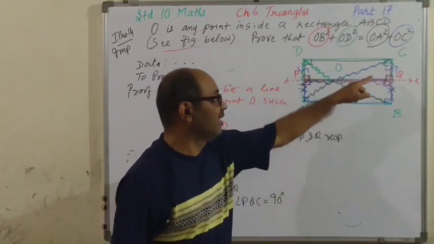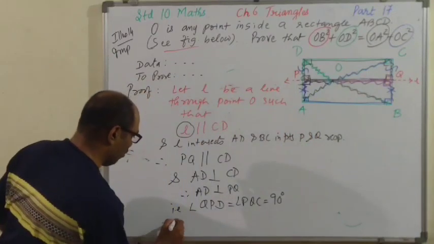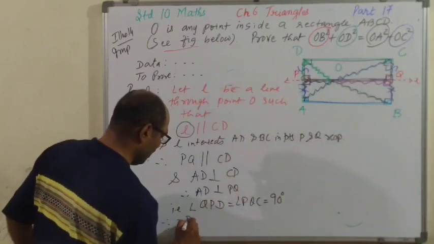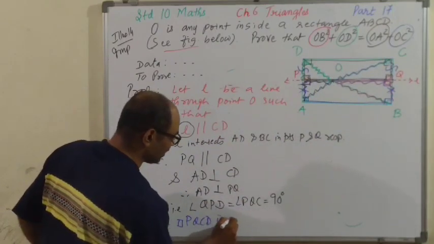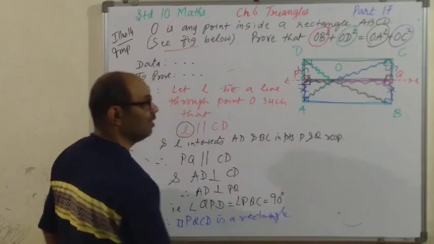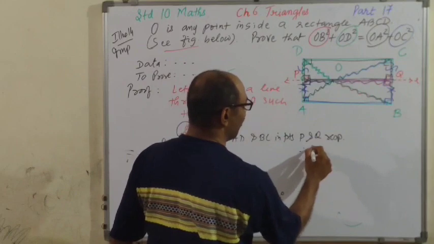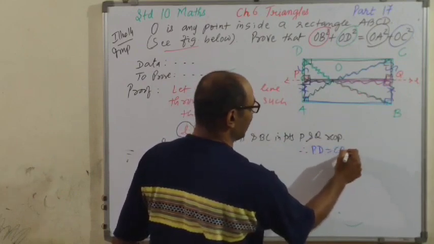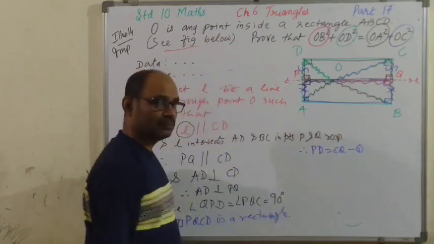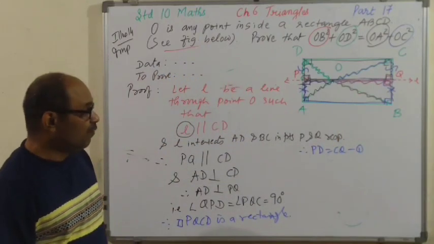Now this is 90 degrees, this is 90 degrees, and C and D are already 90 degrees. Therefore, quadrilateral PQCD is a rectangle. If it is a rectangle, PD is equal to CQ. Therefore, PD is equal to CQ. Call it result number 1.